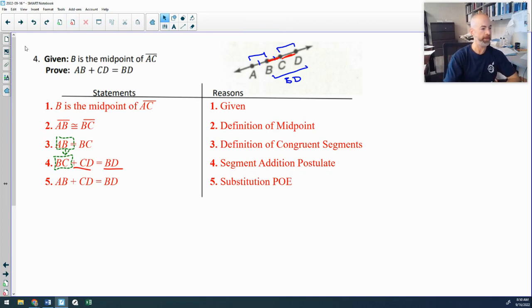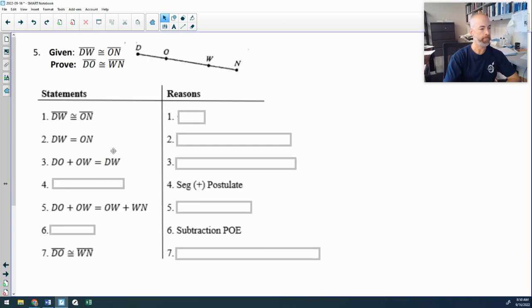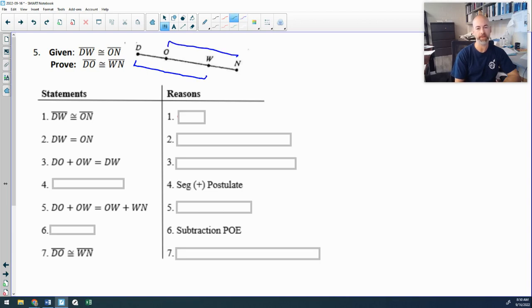Let's go on and look at number 5. This one is a fill in the blank one. We have DW is congruent to ON. And so I'm looking here and I may just make a note to myself. I know, and this is not really mathematical here, I'm just making a note that that is congruent to that. And I may even put a little congruent mark there just to show what I'm talking about. And that's what I call math doodling. I'm just writing stuff down because I can.